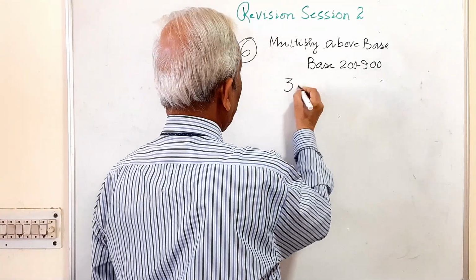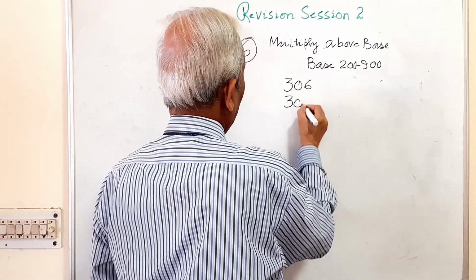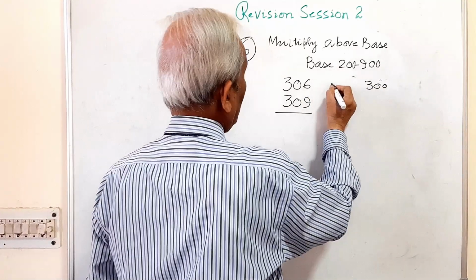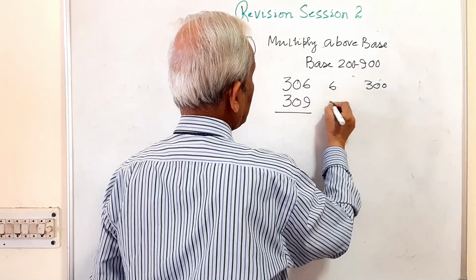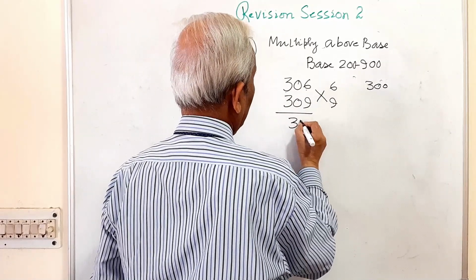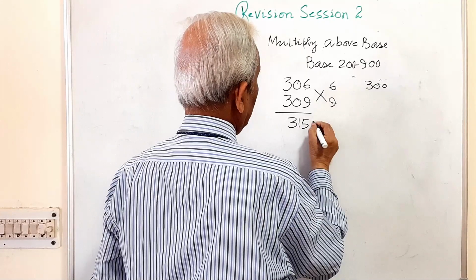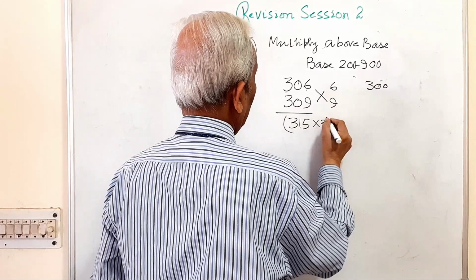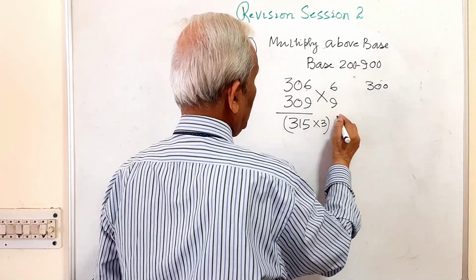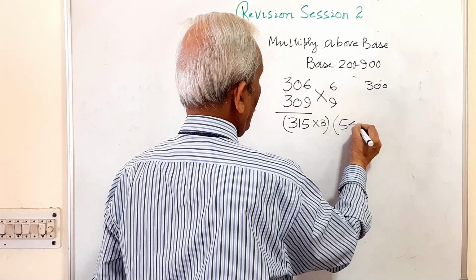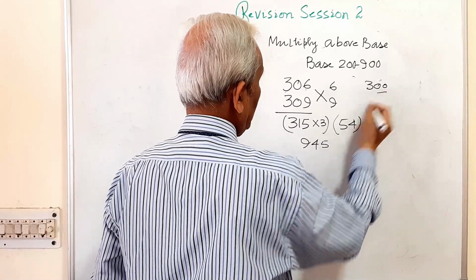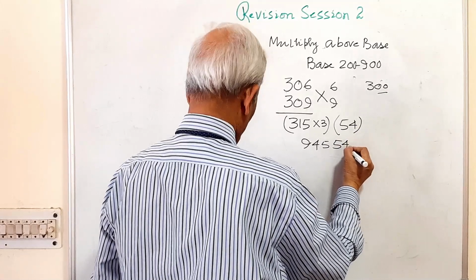306 and 309. Here the base is 300. So 306 minus 300 is plus 6. 309 minus 300 is plus 9. Cross addition, this becomes 306 plus 9, 315. Multiply this with the base 3. The base is the third multiple of 100, so multiply this with 3. This becomes 6 into 9, 54. Answer is 945. 2 zeros here, 2 digits here, no issue, 945, 54.